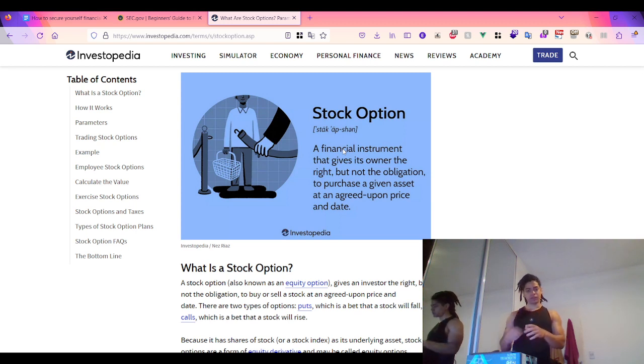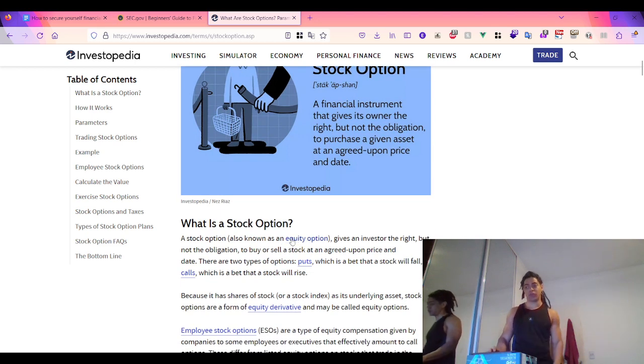It's a financial instrument that gives the owner the right but not the obligation to purchase an asset at an agreed upon price and date. And this is very, very important, because, for example, companies issue stock options, also known as equity options. When we talk about equity, it generally refers to ownership.